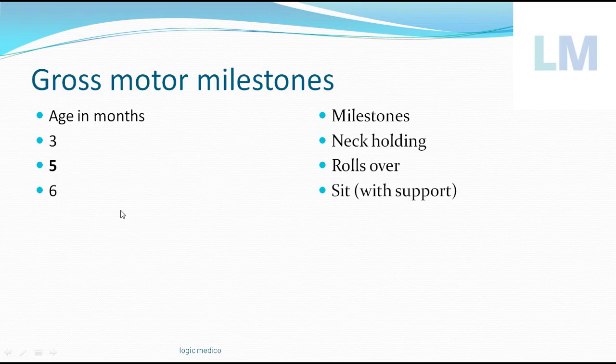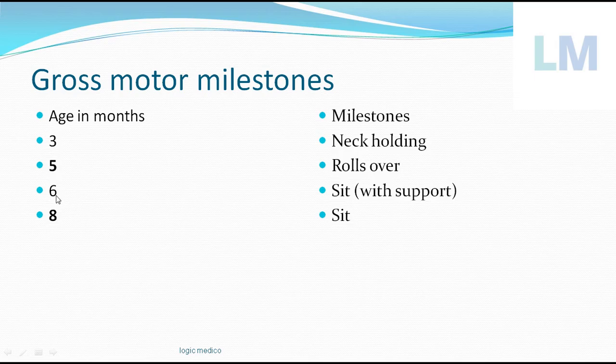Okay. So what is the next one? 8. I told you, 5 and 8 are additional. At 8 months, it can again sit, but this time without support, without holding its hand onto the cot or the ground. Okay. So sit with support, sit without support. 6 and 8 months.